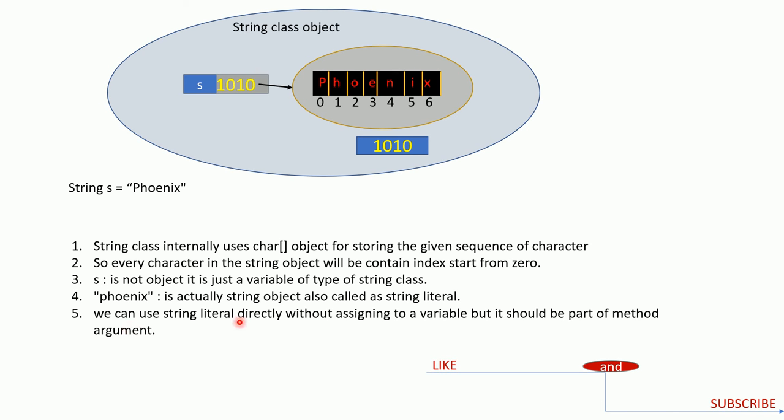We can use a string literal directly without assigning it to a variable, but it should be part of the method arguments. We can use this object without assigning it to a variable, but it should be part of the method arguments.